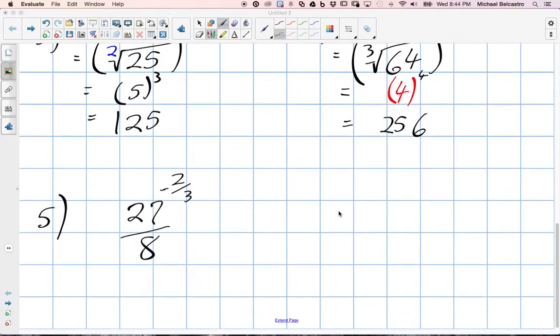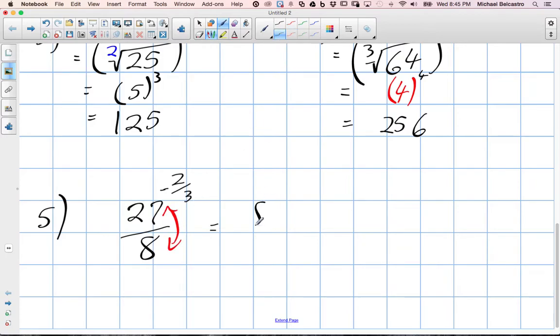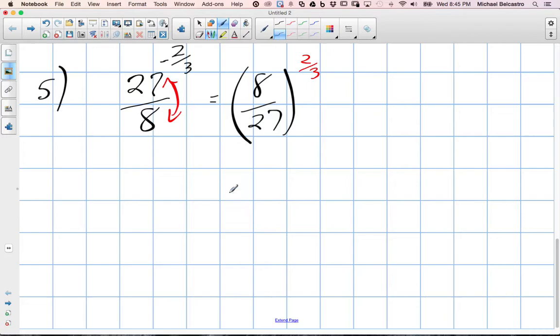Okay? Finally, we have a negative fractional exponent. I want to make this positive first, so what am I going to do? Flip the fraction. Okay, so what's it going to become? 8 over 27. Okay, so we get 8 over 27. What's it to the power of? 2 over 3. 2 over 3, okay. So now this is technically the base. What root is this to? It's 8 over 27. What root is it to? The third root. Third root. And then we will square it after.